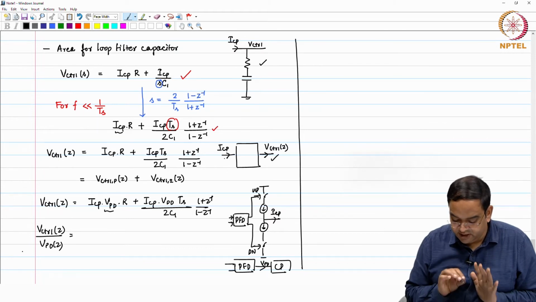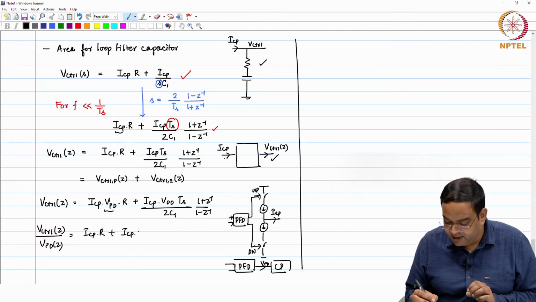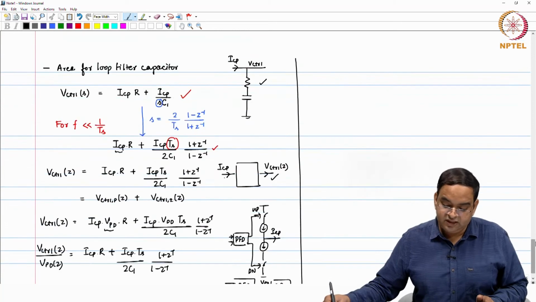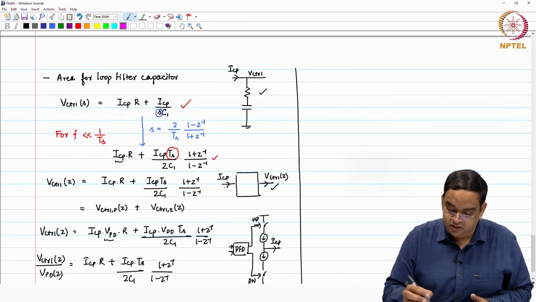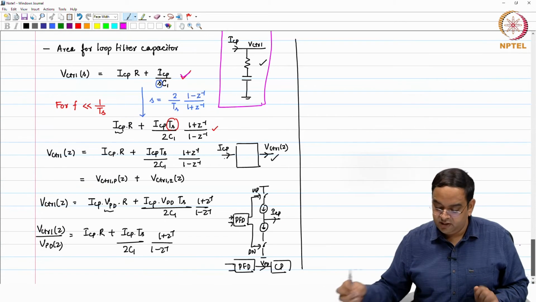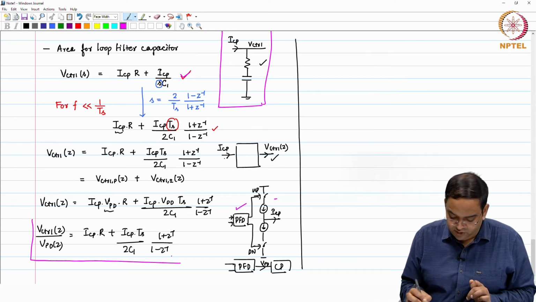Okay, I am writing everything in terms of the Z domain. So this is the transfer function which you can say I am implementing from our PD output to our control voltage. The previous expression which we wrote here was for this circuit standalone. Now when we bring our PFD and charge pump together, this is what you get.